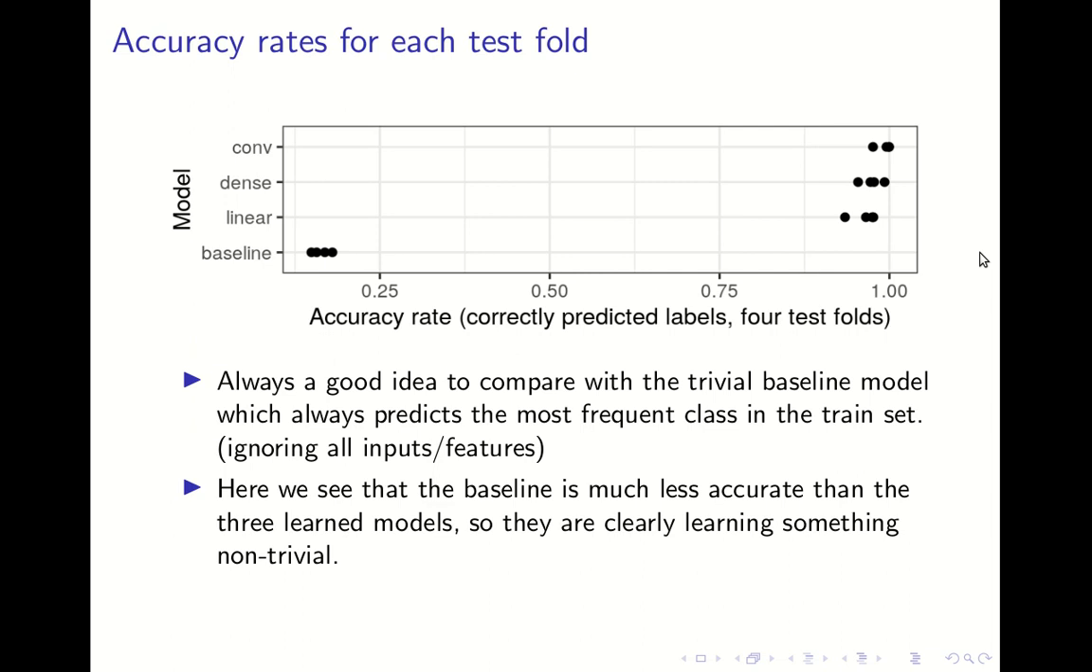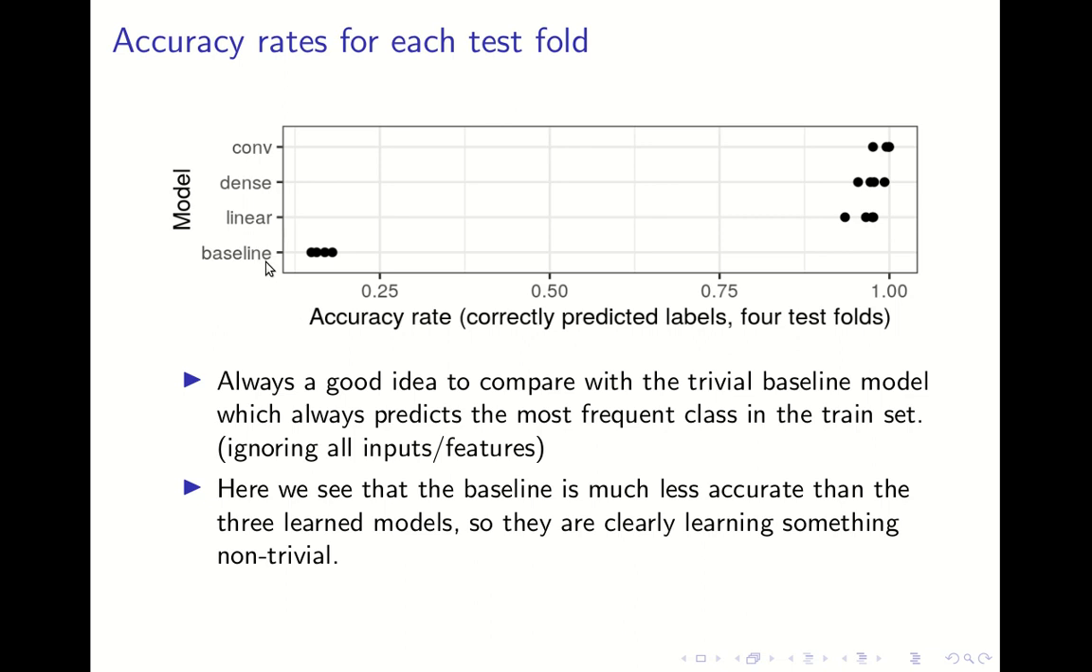The accuracy rates for each test fold in this case look something like this. So the idea is that it's always a good idea to compare your learned models with the trivial baseline model. And that's what I'm showing here in this last row in the plot. This baseline model is always predicting the most frequent class in the training set.